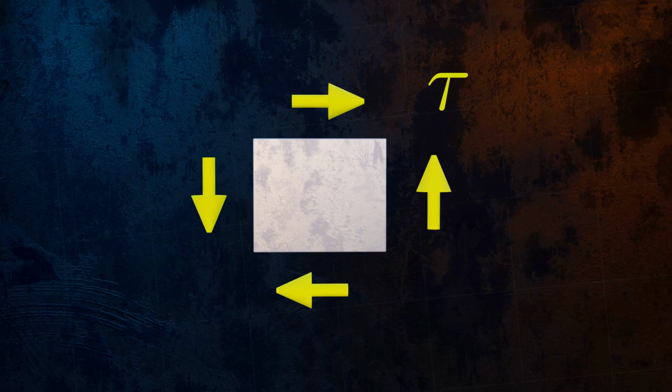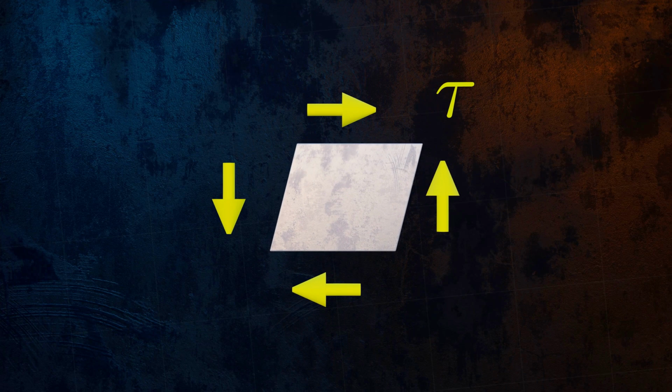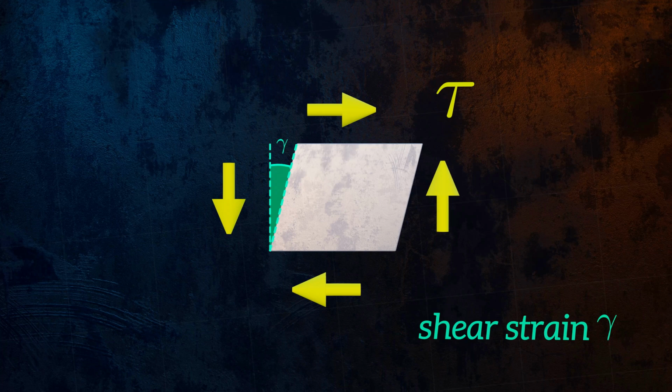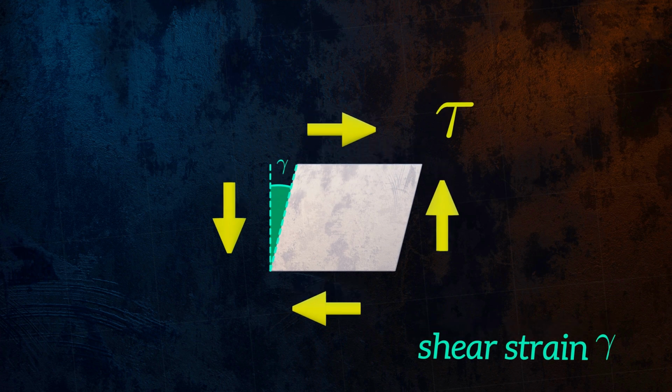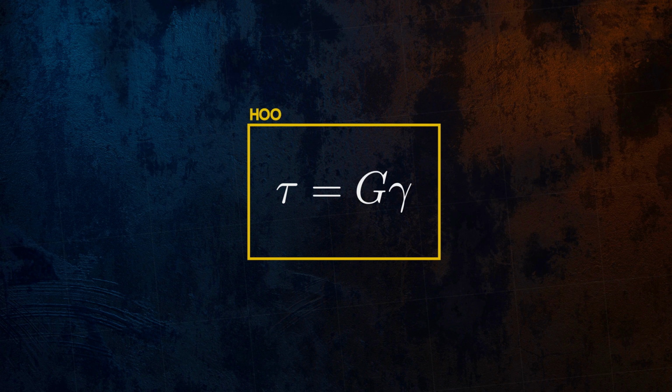Shear stresses cause a rectangular object to deform, like this. We have deformation, so of course we also have strain. Shear strain is defined as the change in angle shown here, and is denoted by the Greek letter gamma. Hooke's law also applies for shear stresses and shear strains, but the ratio between them is the shear modulus G instead of Young's modulus.